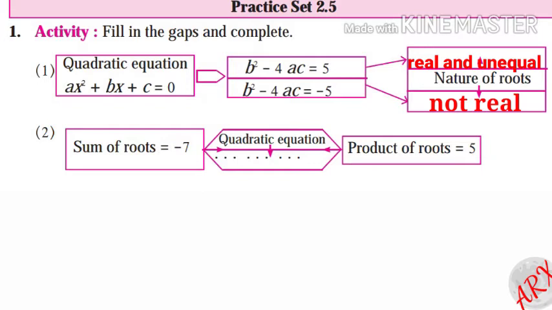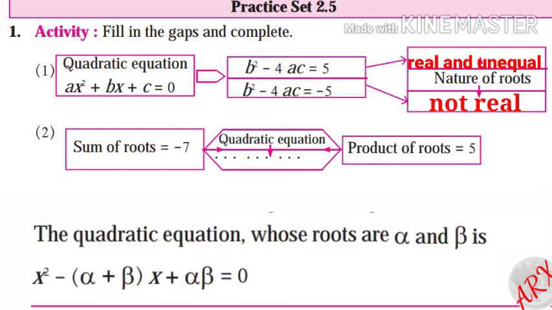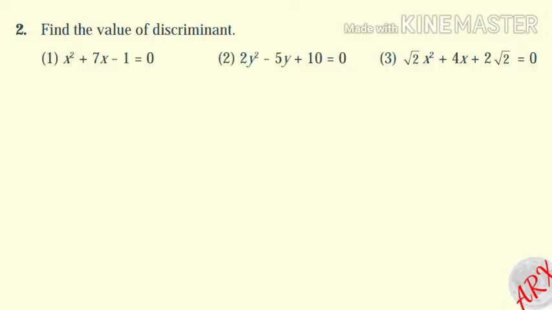Second, sum of roots equal to minus 7 and product of roots equal to 5. Now as we know, the quadratic equation whose roots are alpha and beta is x square minus (alpha plus beta) into x plus alpha beta equal to 0. So answer will be x square plus 7x plus 5 equal to 0. Now we will move on to question number 2.